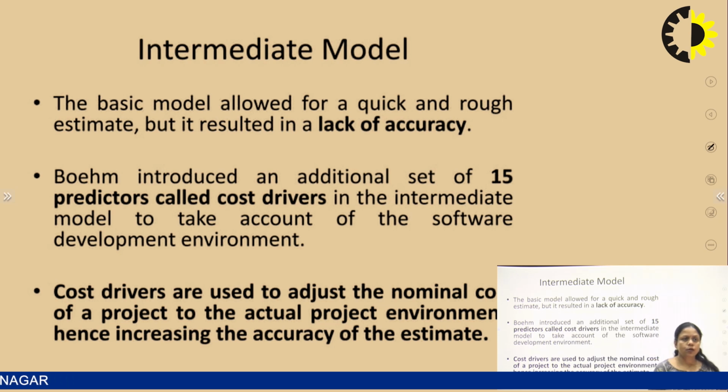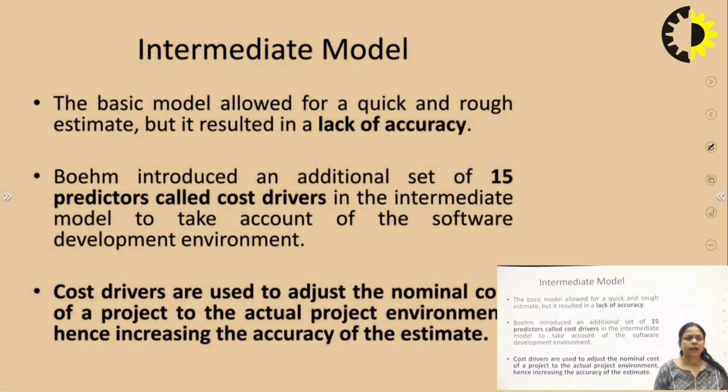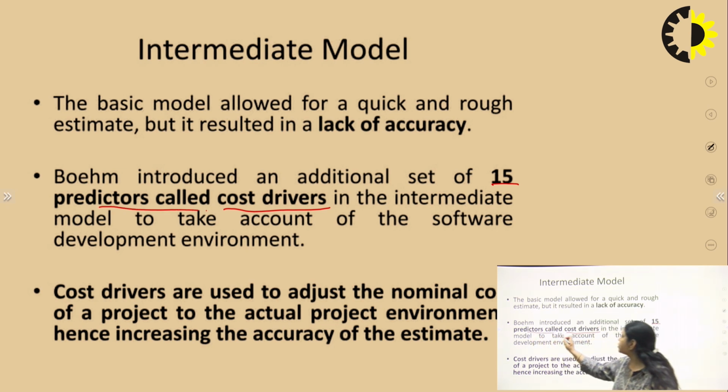intermediate model. The intermediate model includes 15 predictors or cost drivers to improve the accuracy of the basic model. So we will consider here 15 predictors, which are also known as cost drivers, in the intermediate model, so that we can improve the accuracy of the basic model. The formula will be almost the same, but we will add some of the most important cost drivers here.